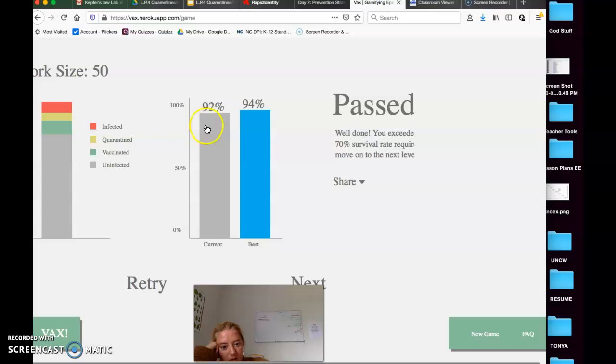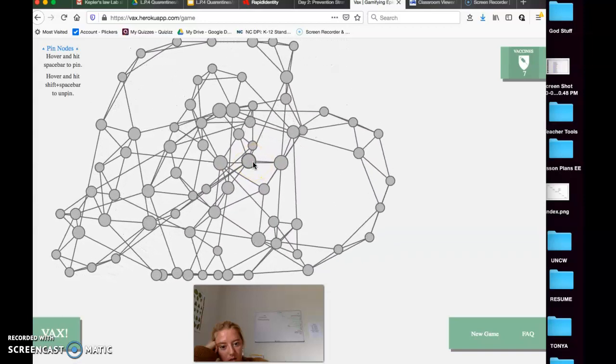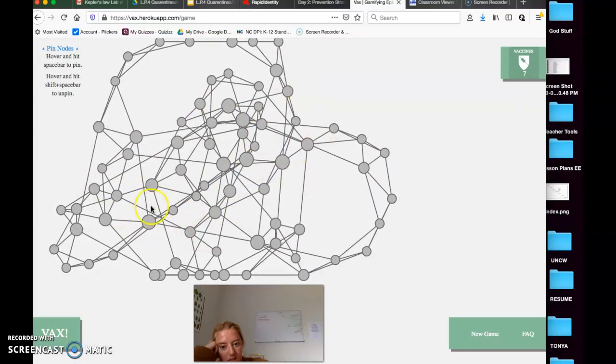90% of the population survived. 92% survived. 8% did not make it. You can keep trying, or you can move on to the next level. The more levels you get, the higher you get, the more connected the people are, the more messy your population looks as far as interactions.